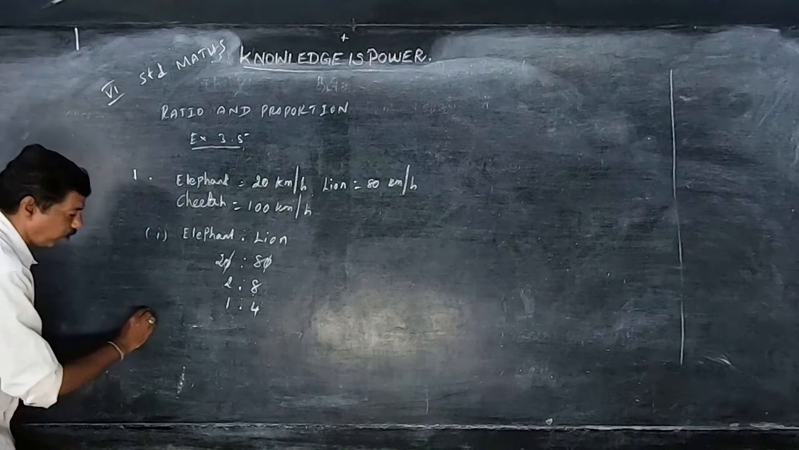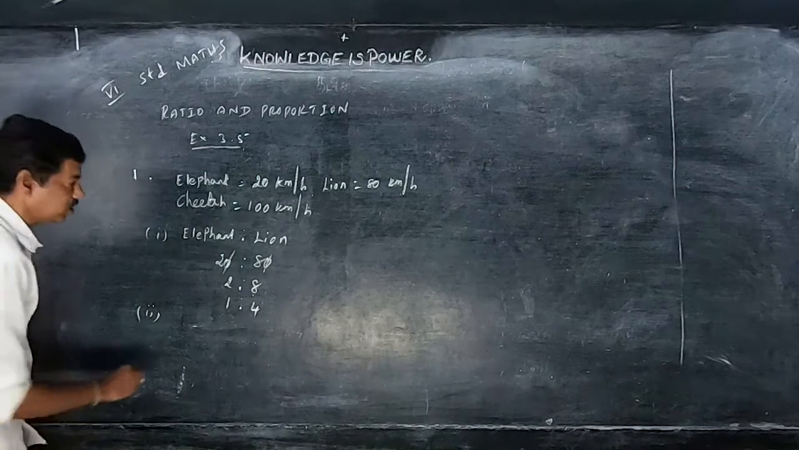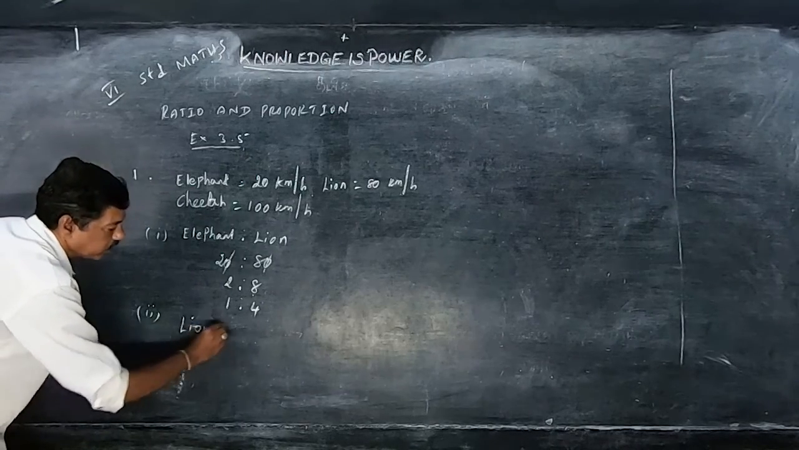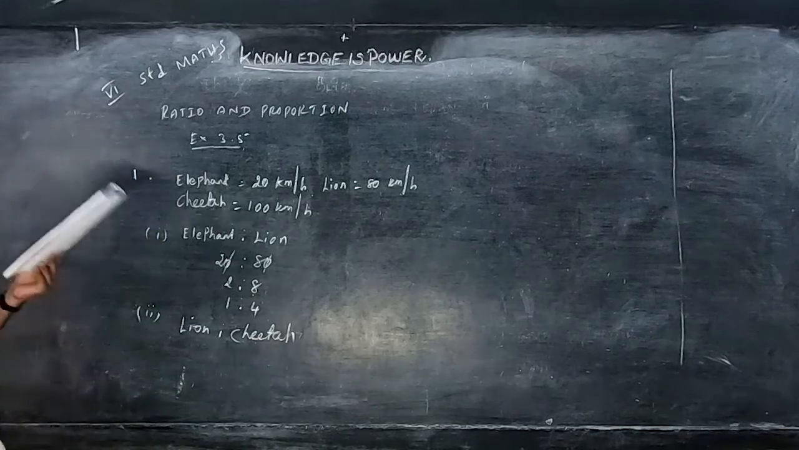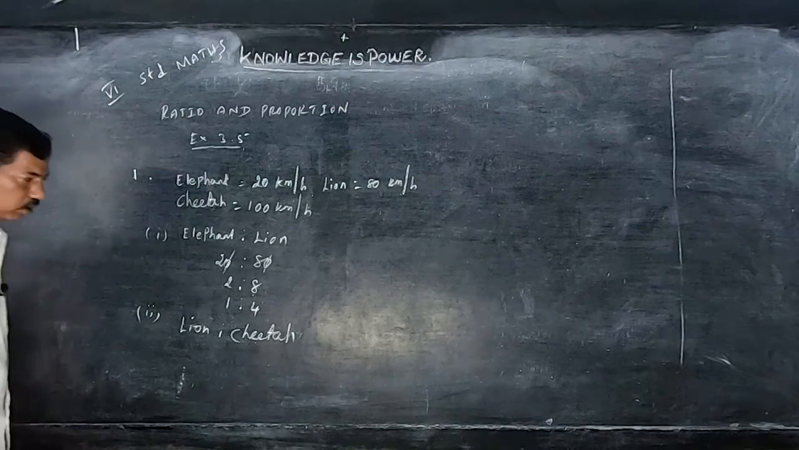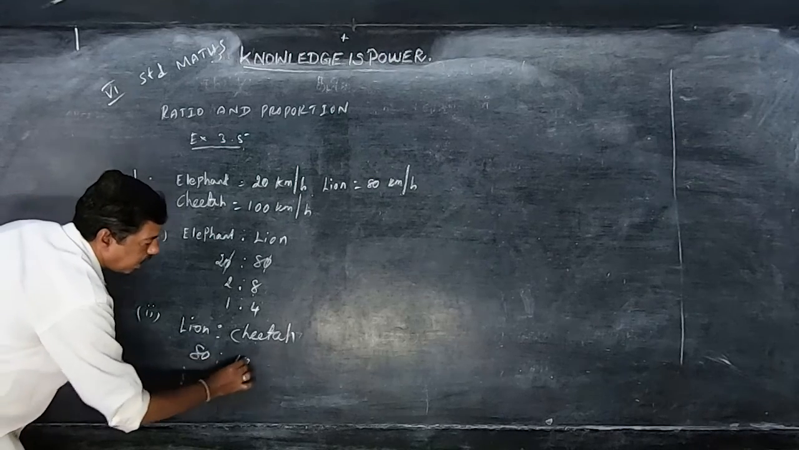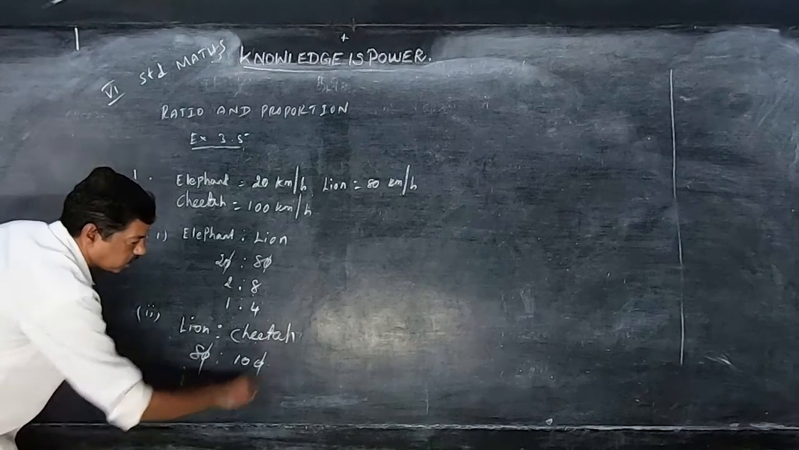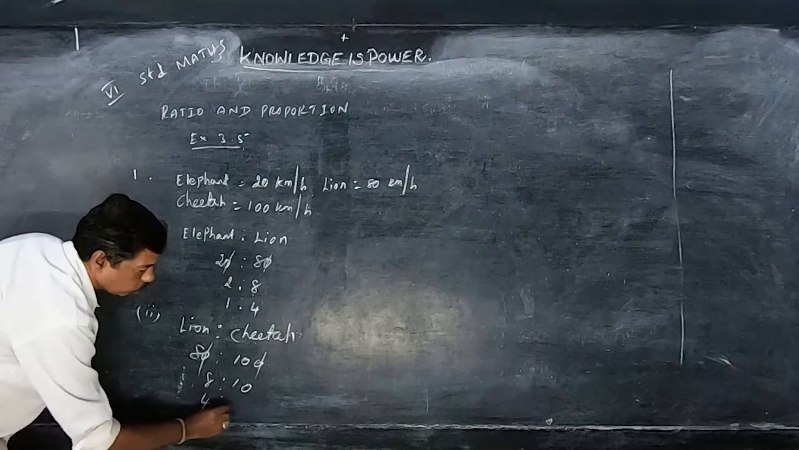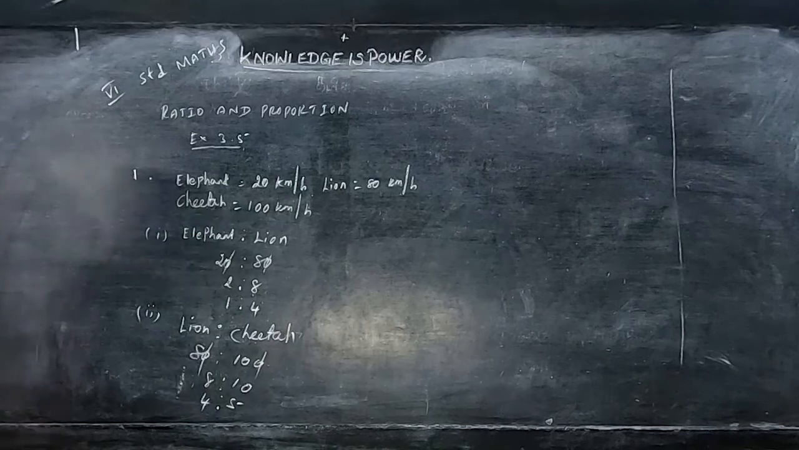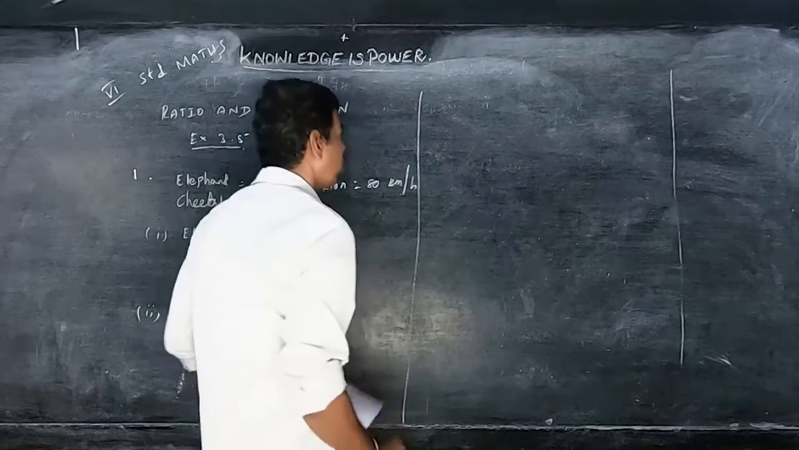Okay, now the second part. What are the terms given? Lion and the cheetah. Lion is to cheetah. Lion is 80, cheetah is 100. One of the 0s will cancel. 8 is to 10. 2 table 4 times, 2 table 5 times. Is it clear now? Very easy if you understand this concept, because the question only asks us to find the ratio.